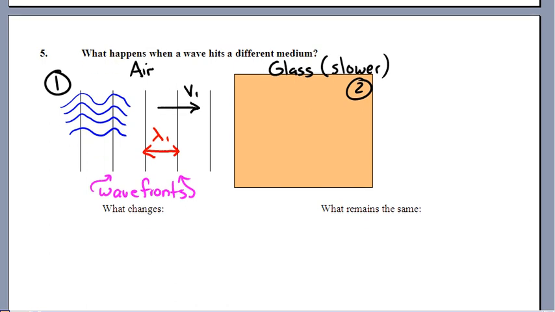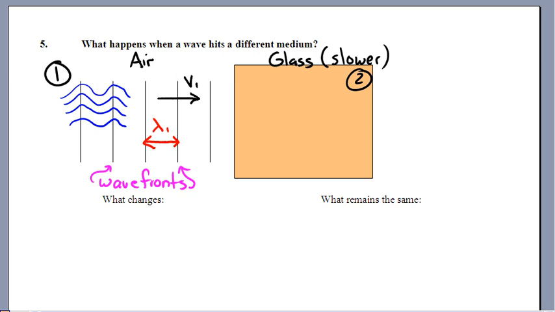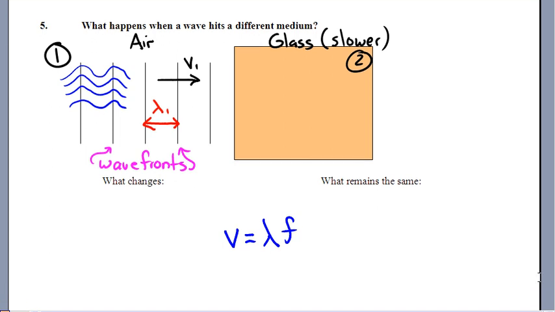Now, ultimately, we're going to go down here and take a look at this formula, the wave equation, v is equal to lambda f. And we need to talk about, of those three things, how do they change when you go into this slower material? Well, one of the things I know for sure, if you're going to tell me that it's a slower material, is that the velocity is going to drop. So comparing trial 2 to trial 1, we're going to see a drop in the velocity. So that left-hand side of the equation is going to get tinier. Well, how does the right-hand side get tinier? What's actually going to change there?